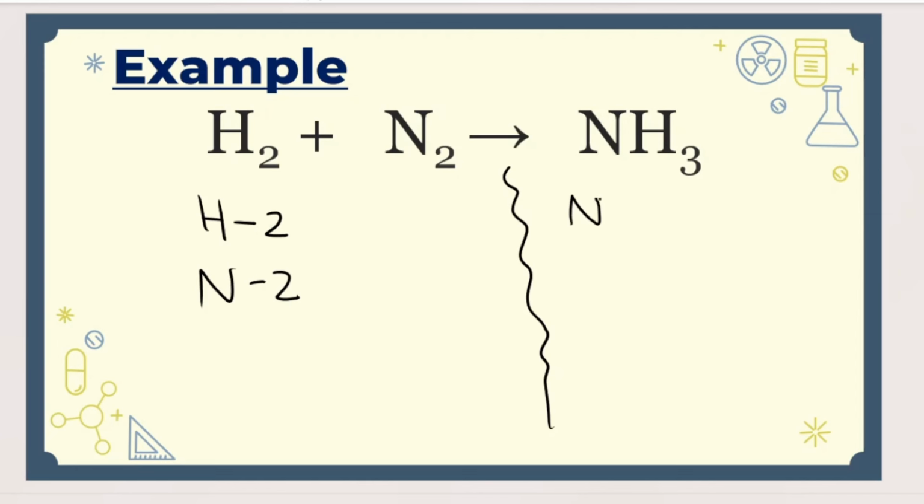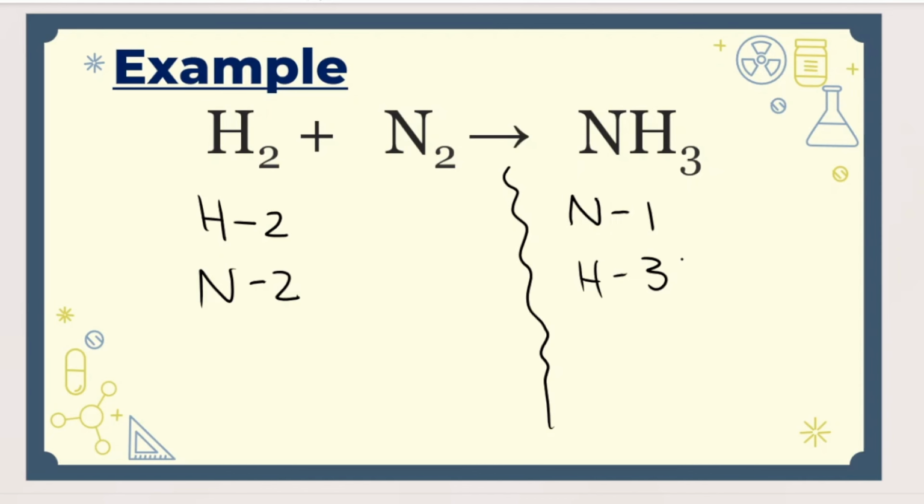On this side, I've got 1 nitrogen and 3 hydrogens. So now, what I'm going to do first is I know I have 2 nitrogens on this side and 1 on this side. I could maybe put a 2 here. And if you think about it, that kind of works for the hydrogen as well, because I have 2 on this side and 3 on this side. And again, 2 and 3 both go into 6.